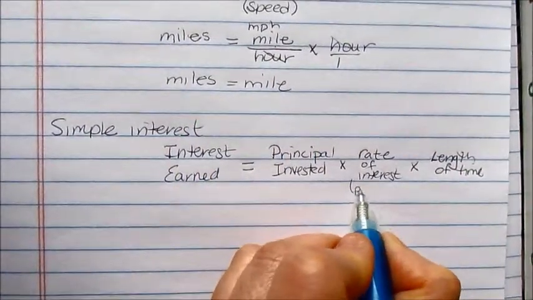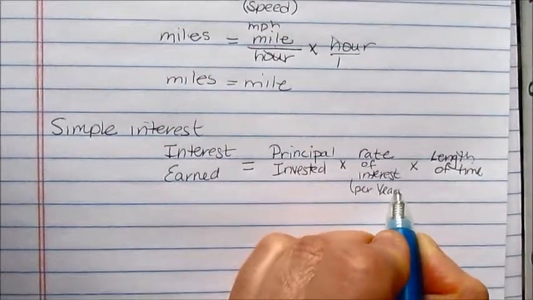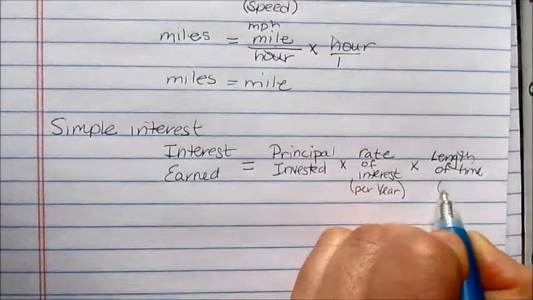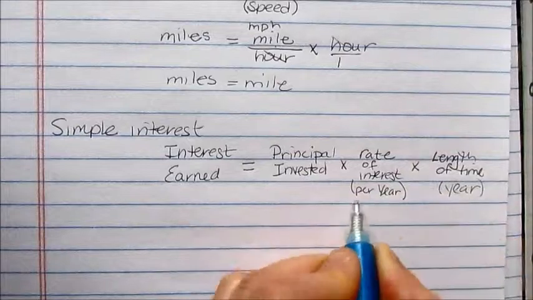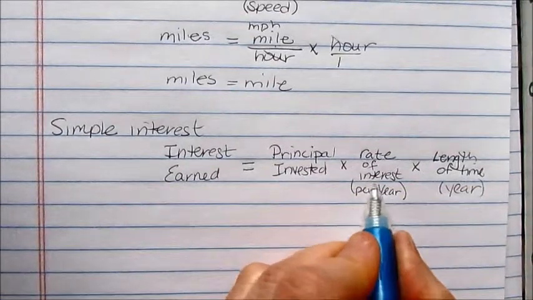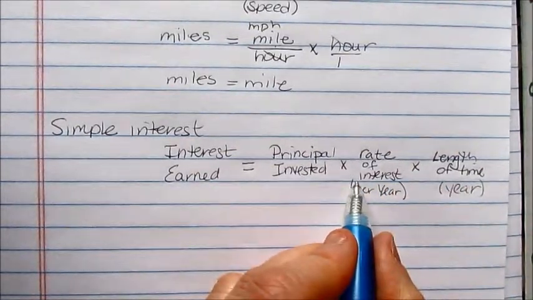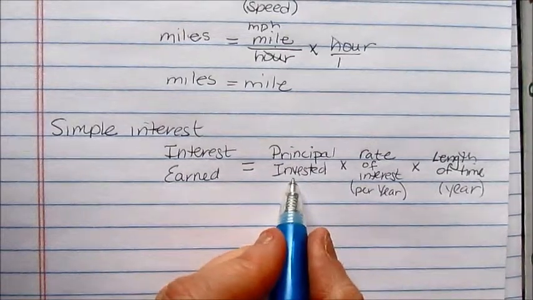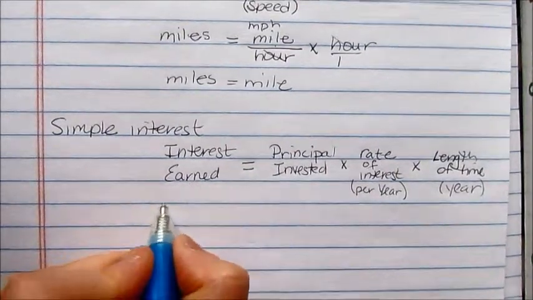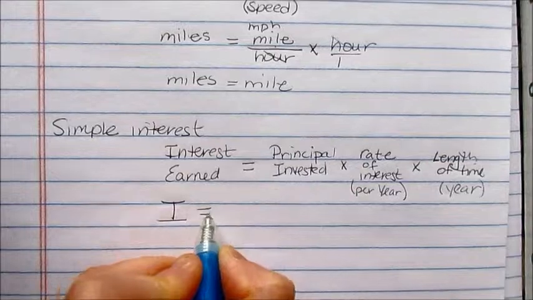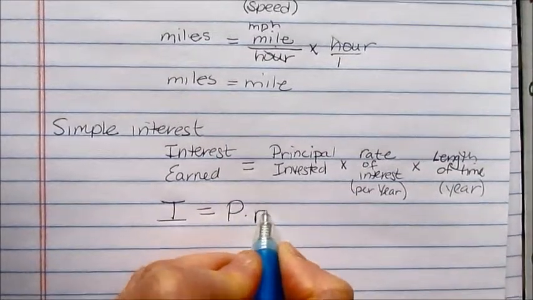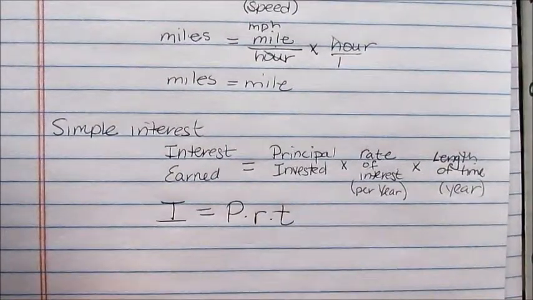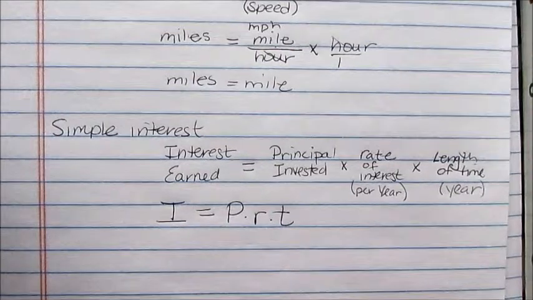So if this is per year, this needs to be year. Per year on the bottom, these two cancel out. This is the decimal or percent you're taking of principal in order to get interest. We abbreviate that by I equals P R t. I hope that helps. That's simple interest.